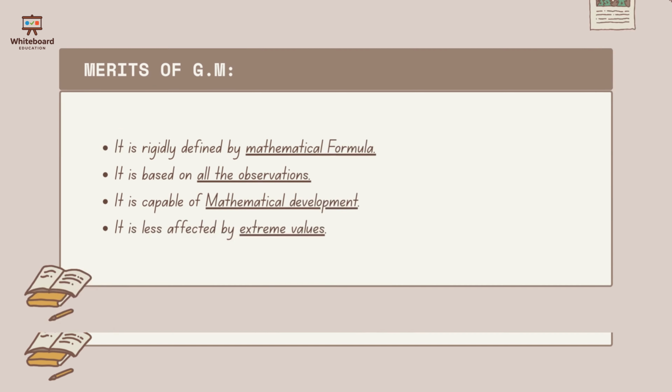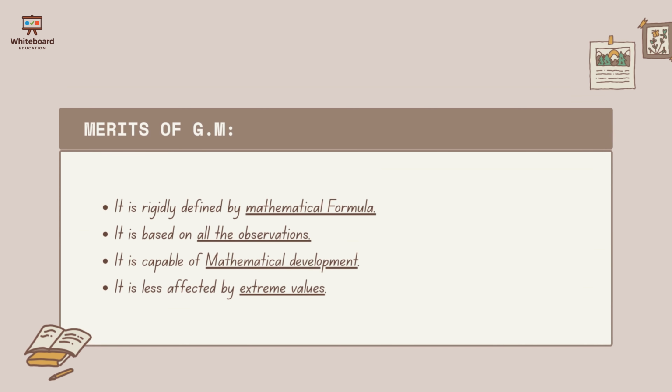Moving on to the last two and most important topics of geometric mean, the merits and demerits of geometric mean. First, the merits or advantages of geometric mean are: first, it is rigidly defined by a mathematical formula. It is based on all the observations. It is capable of mathematical development. And lastly, it is less affected by extreme values.